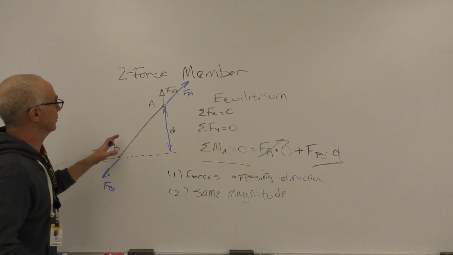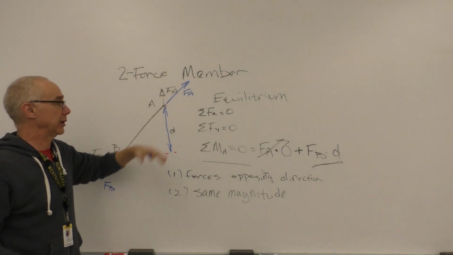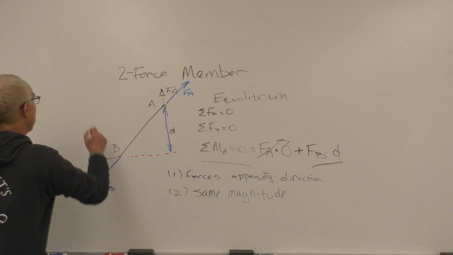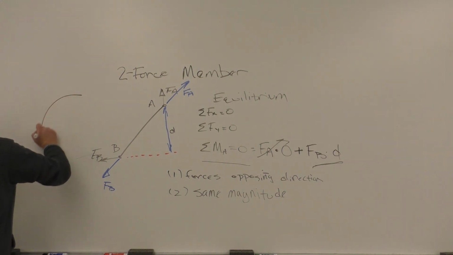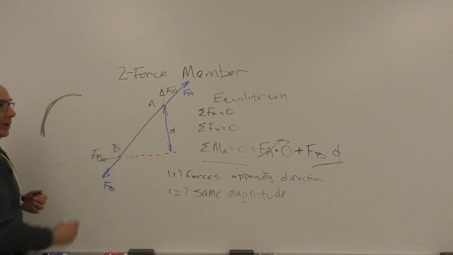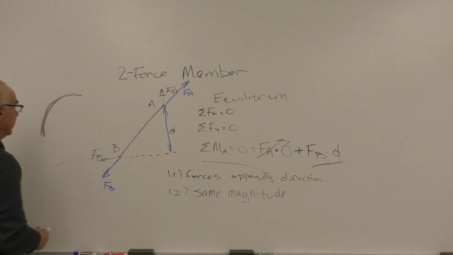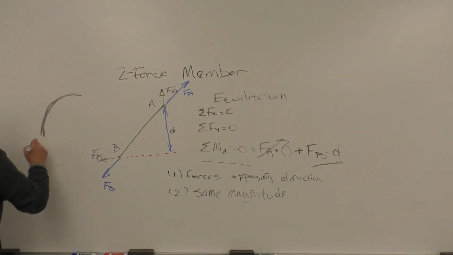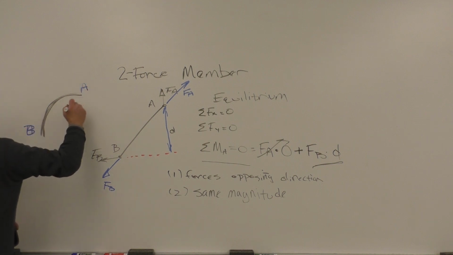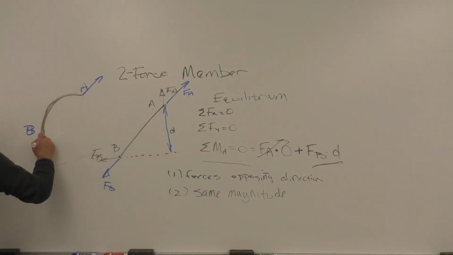And let me just make it more general. In this case, I've drawn it for a straight component. You could have a curved component like this. So imagine that this is a solid member, but instead of being straight, it happens to be curved. The forces are going to have to be the same thing. Again, we'll call this B since we have B here, and A here.